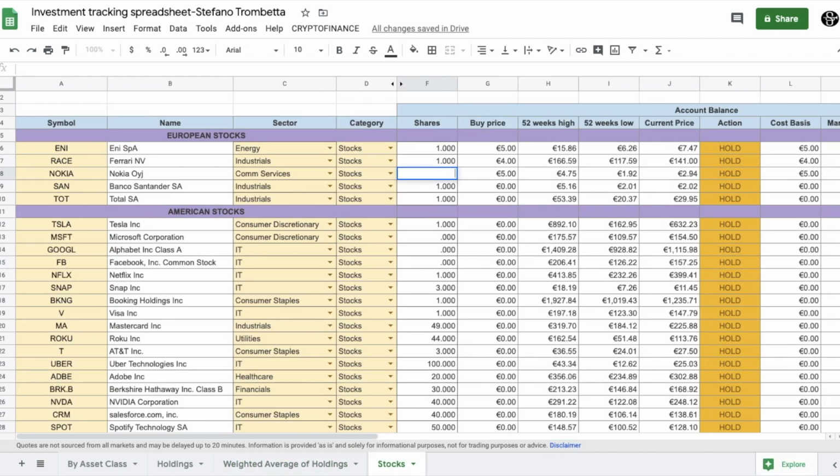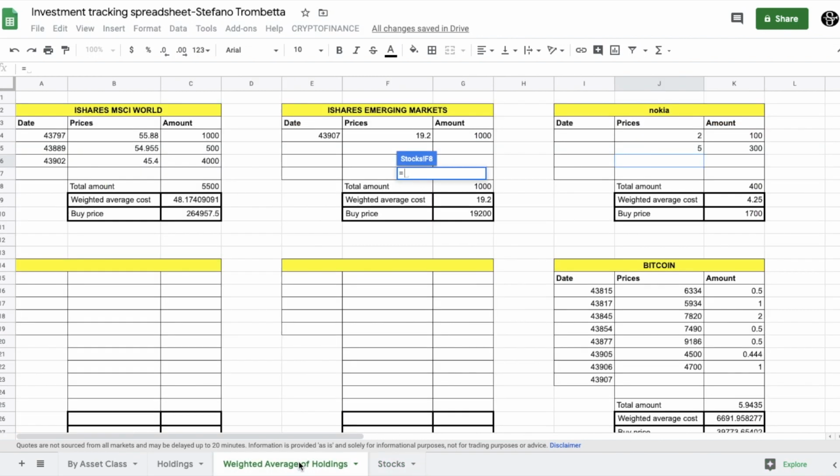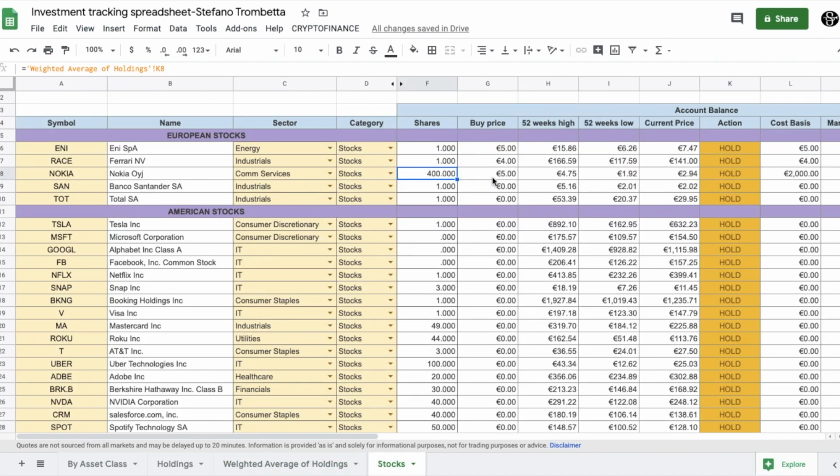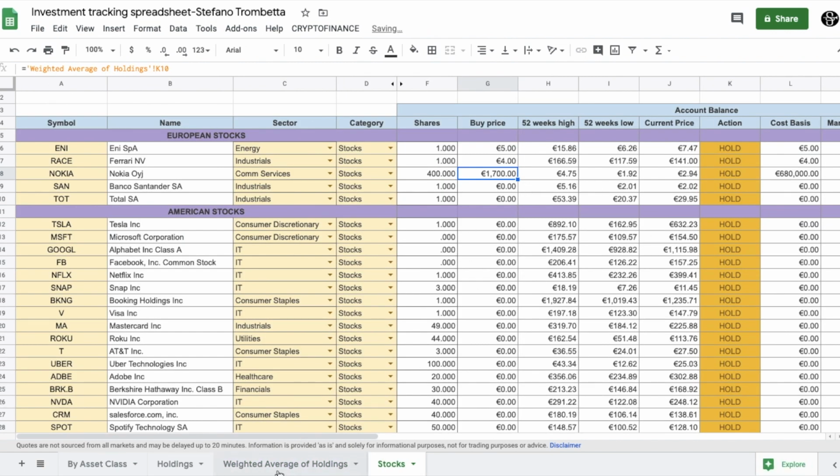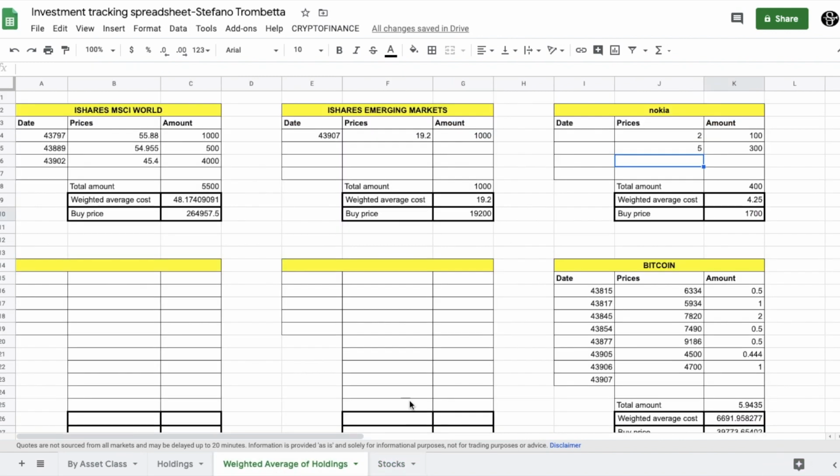So you're just going to type an equal sign, and then the amount of stocks, and then the buy price, and then this here, and that's it. Every time you buy more of Nokia, you're just going to add it here. And be careful, because the date is in computer format, so you have to use DATEVALUE, otherwise it's not going to work. And then you're just going to add that here.